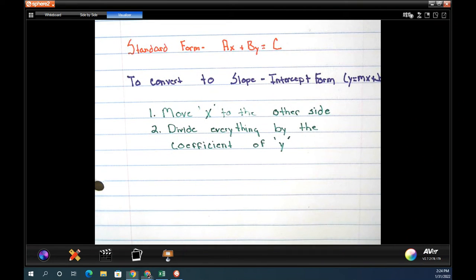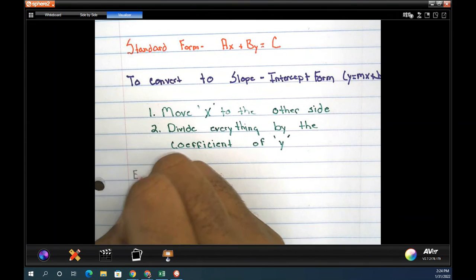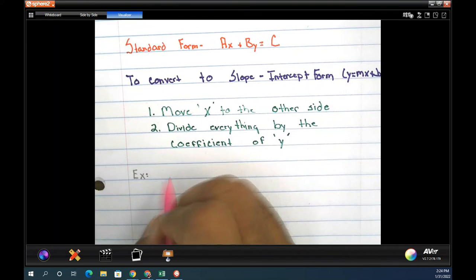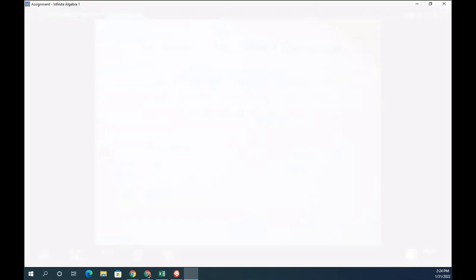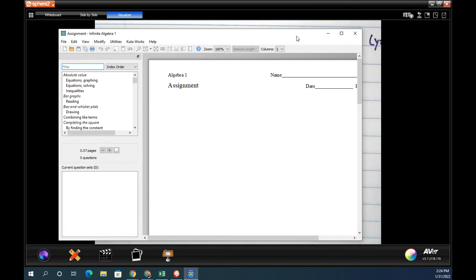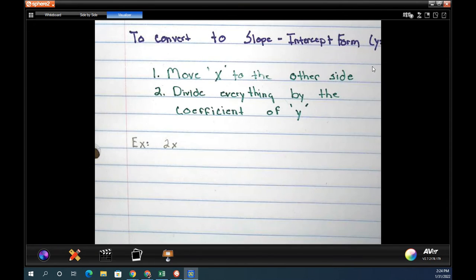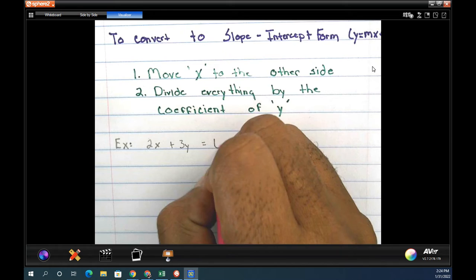Let's look at this. All right, I'm going to give you some examples. Not here. Sorry about that. All right. Look at this example right here. 2x. Zoom in a little bit. Oops, sorry. I didn't mean for that to come up.